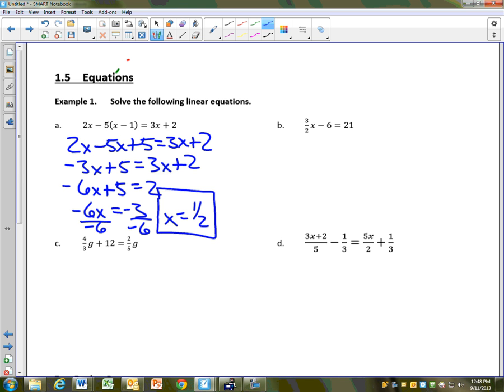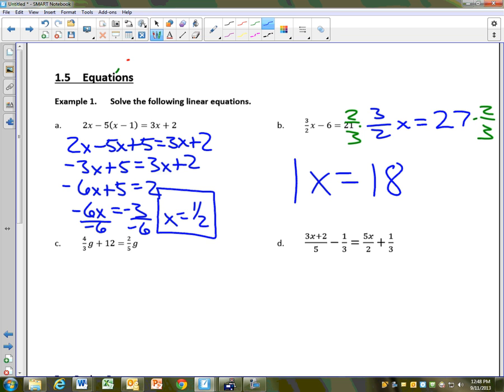Okay, so 3 over 2x minus 6 equals 21. This is different because it involves a fraction. No problem, we can deal with it. I'm going to add 6 to both sides. 3 over 2x is equal to 27. So a little reminder for you, how do you get rid of a fraction? Multiply by the reciprocal. So I'm going to multiply by 2/3. The 2's and 3's cancel off, leaves me with x. I can take 27 times 2 divided by 3, or 27 divided by 3 times 2. Either way, it works out to 18.